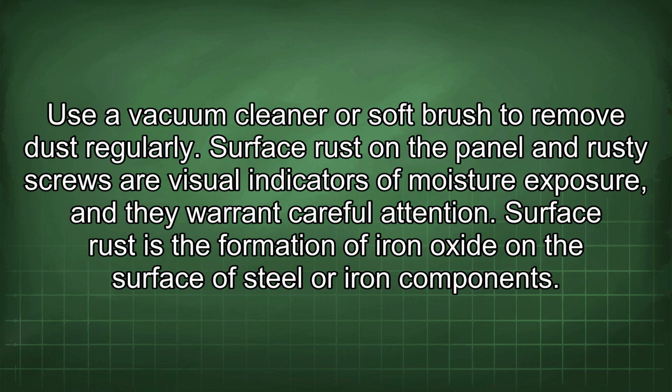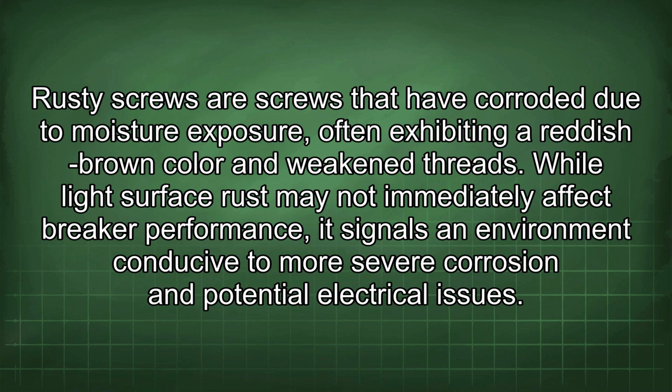Surface rust on the panel and rusty screws are visual indicators of moisture exposure, and they warrant careful attention. Surface rust is the formation of iron oxide on the surface of steel or iron components. Rusty screws are screws that have corroded due to moisture exposure, often exhibiting a reddish-brown color and weakened threads.